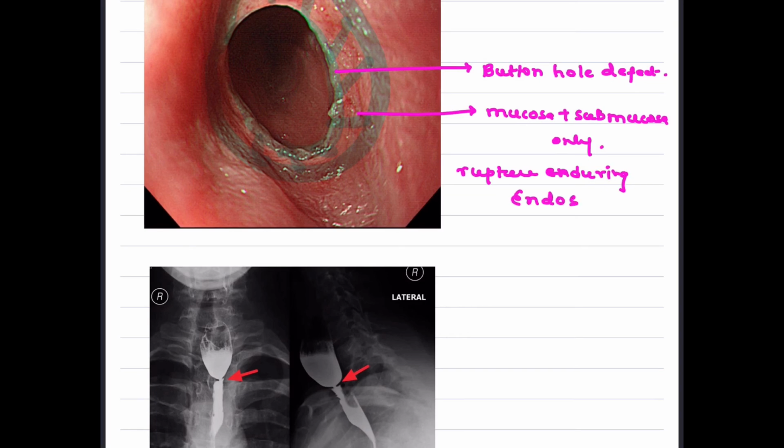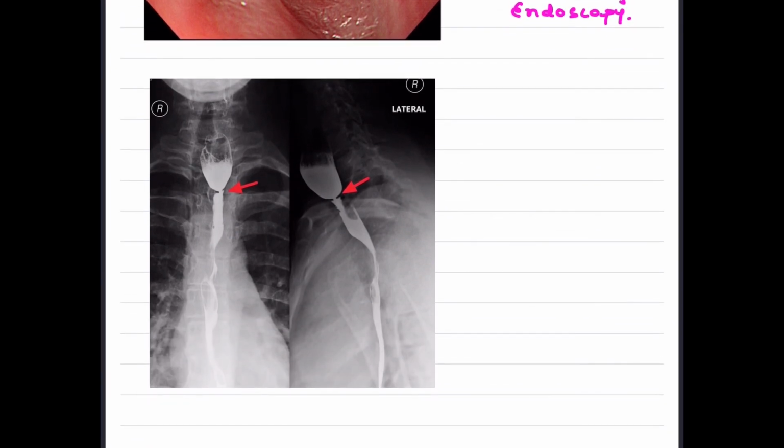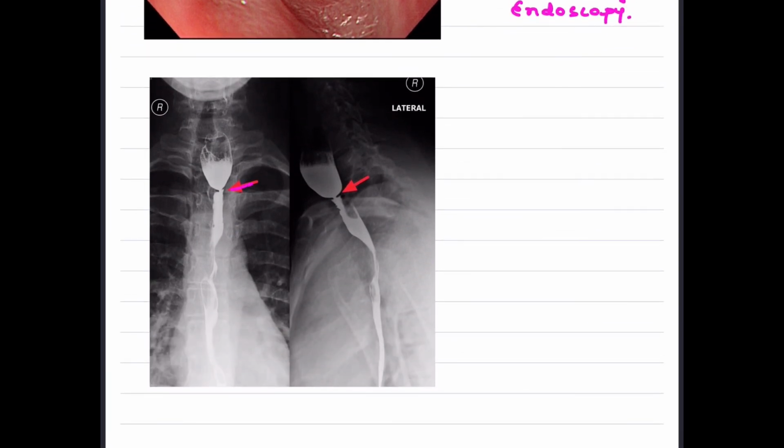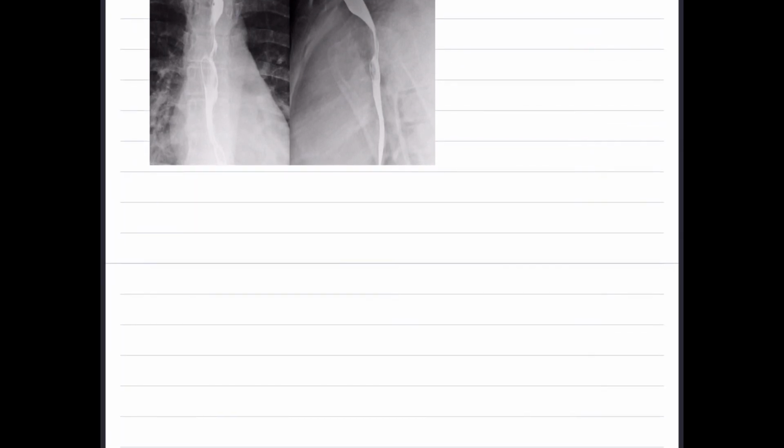And this web can rupture during the endoscopy. This is a very important complication. Barium swallow image of complete esophageal web. You can see proximal dilatation. There is a constriction or narrowing in the second image, lateral image. There is an obstruction due to esophageal web leading to obstructive symptoms, dysphagia, aspiration, etc.